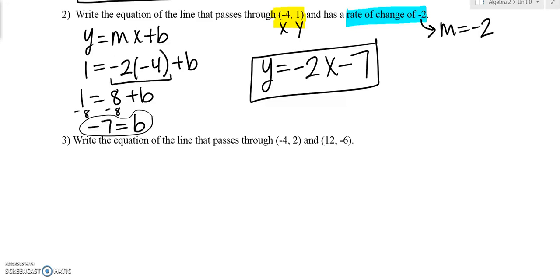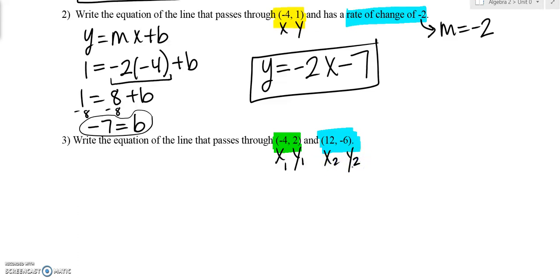Problem 3. Write the equation of the line that passes through the point (-4, 2) and the other point (12, -6). So let's label these pieces of information. I have 2 different points that they gave me. I'm going to label the first one x1, y1. And I'm going to label my blue one x2, y2.